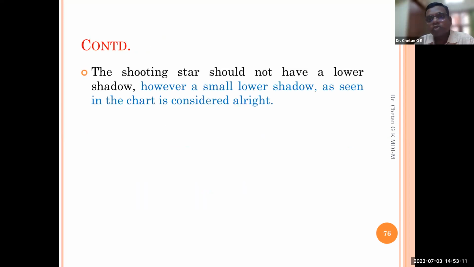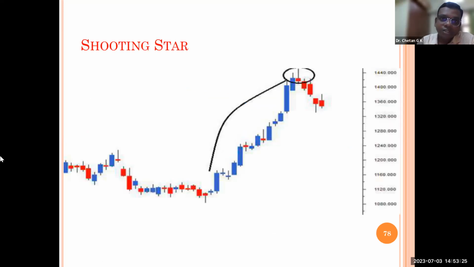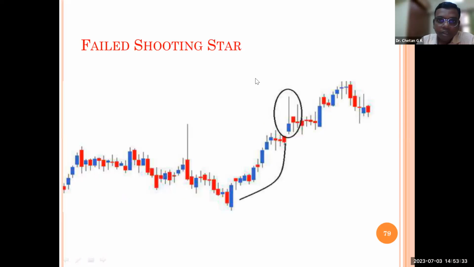Okay, the shooting star should not have a lower shadow. However, a small lower shadow is permissible. We already discussed in case of hammer, that holds good here as well. The shooting star is a bearish pattern, hence the prior trend should be bullish. So you can see this is how it is. The trend is uptrend, shooting star has happened, then there's going to be downtrend.